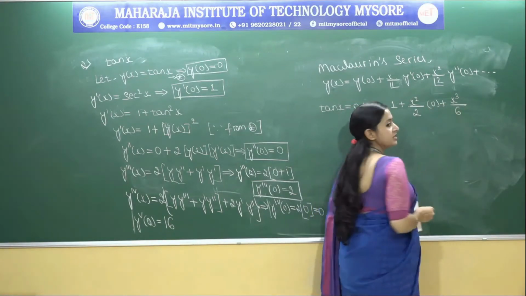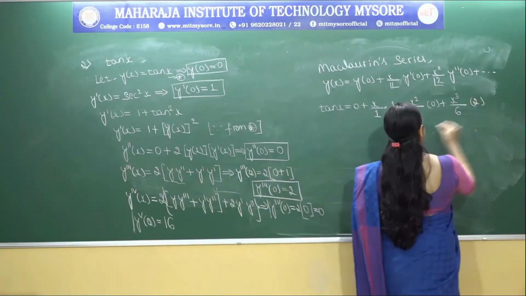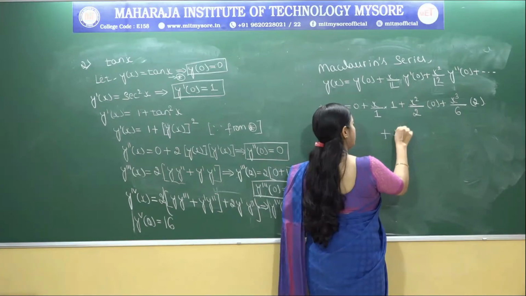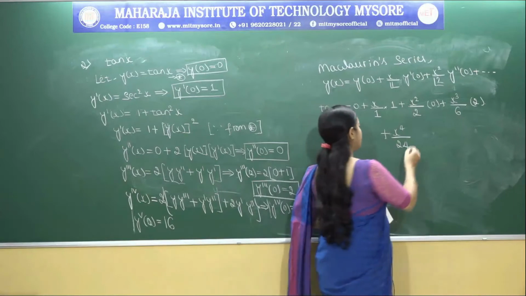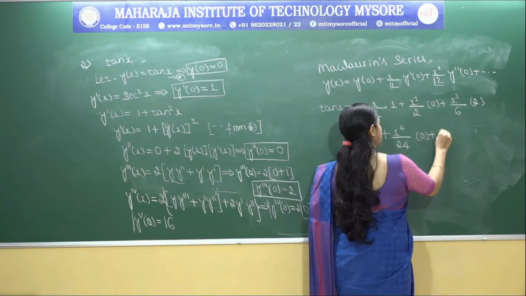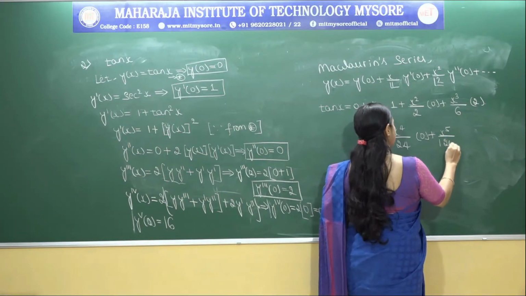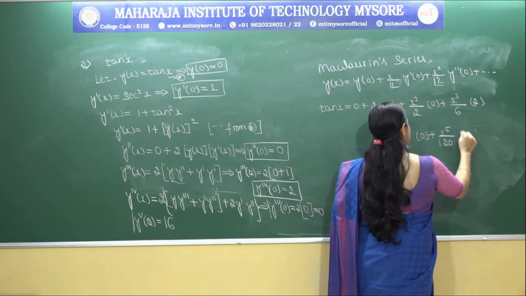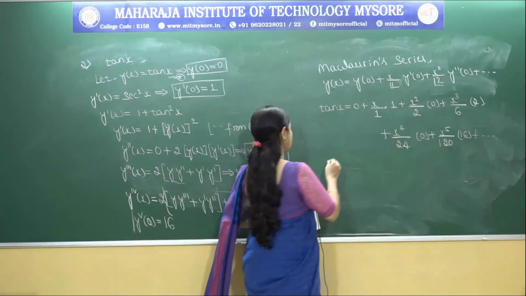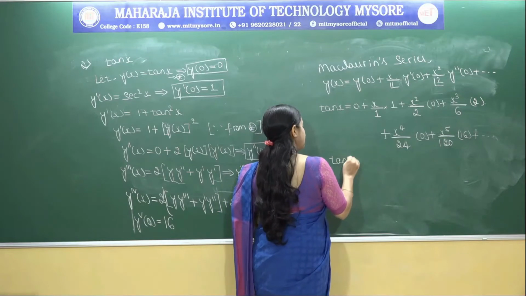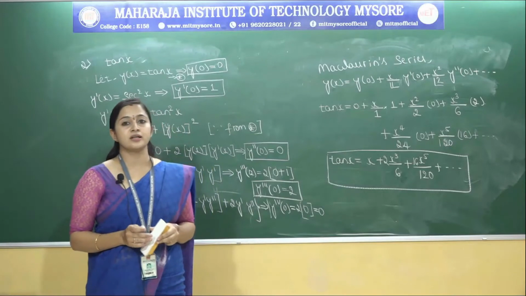x cube divided by 3 factorial is 6, the third derivative of the term is 2, plus x power 4 divided by 4 factorial is 24, the fourth derivative is 0, x power 5 divided by 5 factorial is 120, the fifth derivative is 16. So simplify these terms, you will get the tan x series. So the tan x equals, so that is the expansion of tan x using the Maclaurin series.